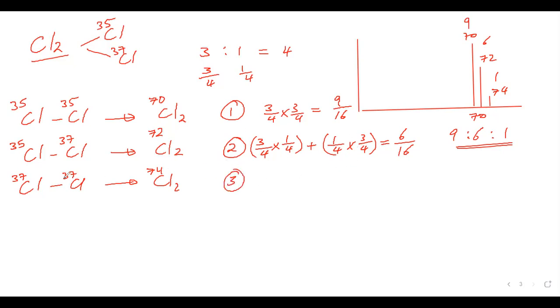Now, the third probability is that both chlorine atoms are 37. So 1 over 4 times 1 over 4 makes 1 over 16. Understand, Laura? Yes, Miss, I understand. Okay, this means that in the form of a ratio, the 16 will be cancelled, so the ratio will be 9 to 6 to 1. So it's the same here.